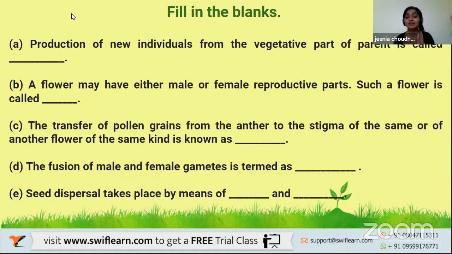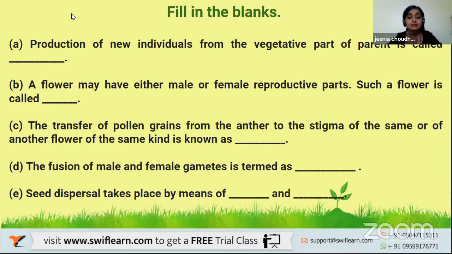Okay, so now here it's asking about both the things. It's asking about pollen grains transferring inside the same flower, moving from an anther to a stigma, or even from one flower to another flower. This movement of pollen grains from one place to another is known as pollination.